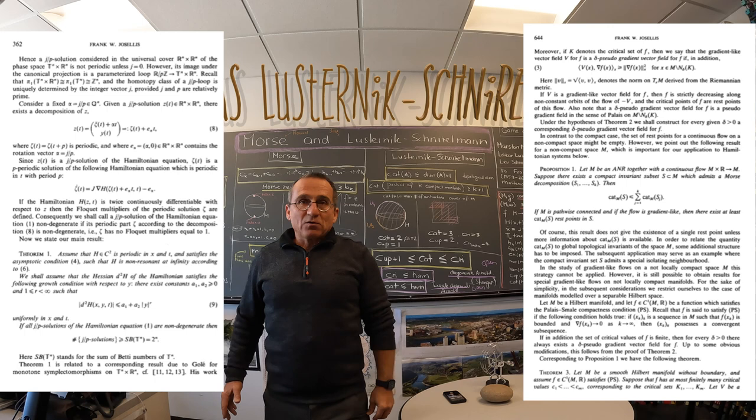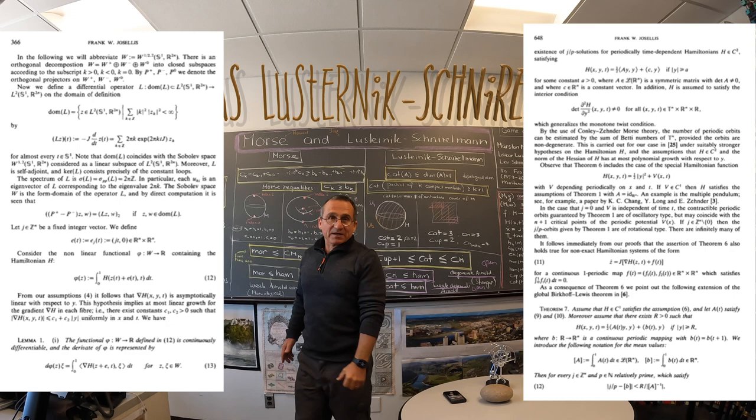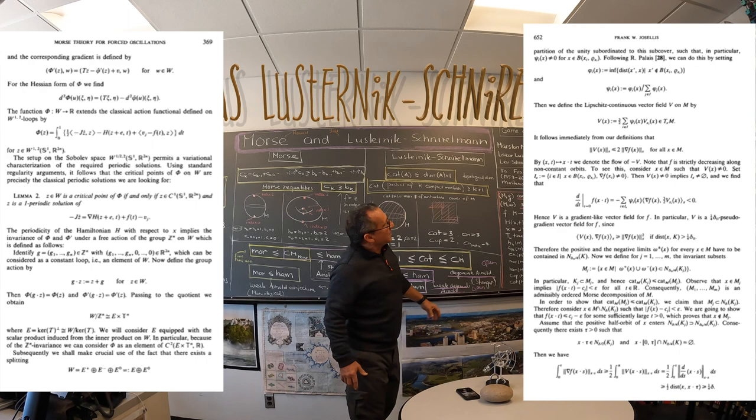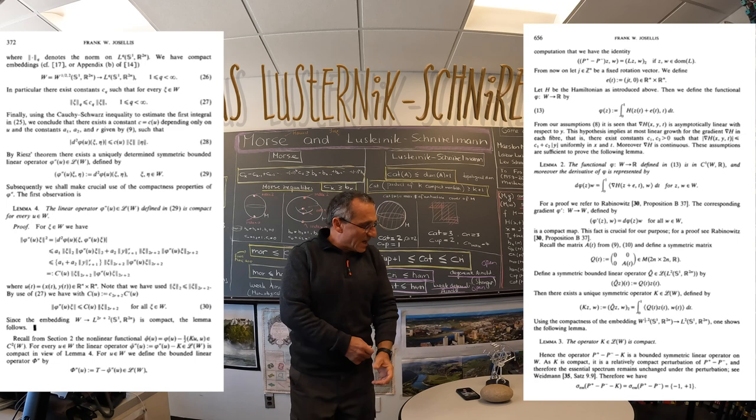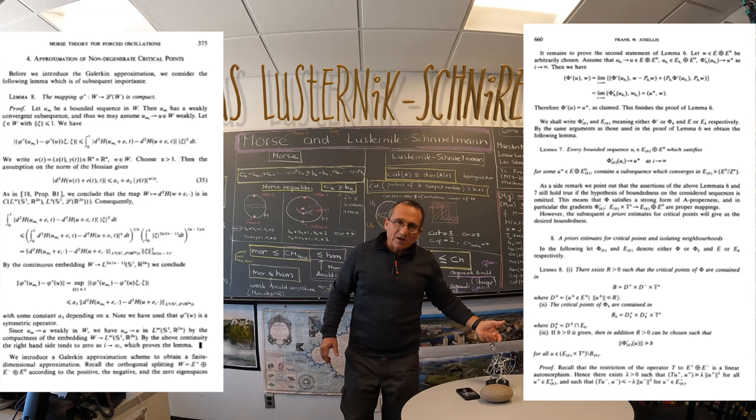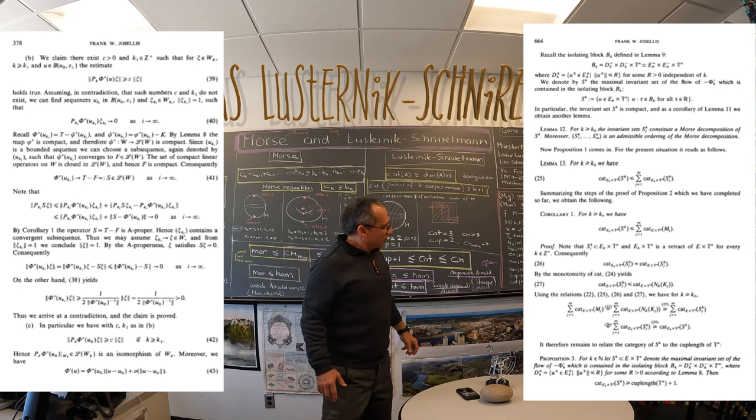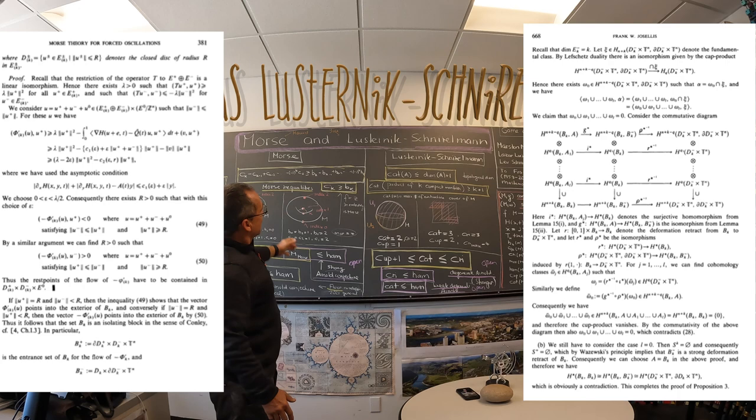So I want to dedicate this to Frank Josellis, who was a great friend of mine in college. He was in grad school, and he was a master of both theories. He wrote a nice thesis on Hamiltonian systems, which are of this type, when the manifold is a torus and you have the cotangent bundle on a torus. He used both Lusternik-Schnirelmann theory and also Morse theory.